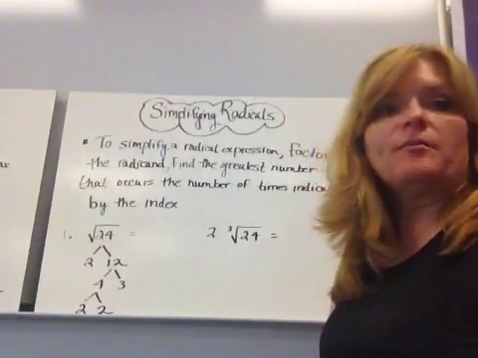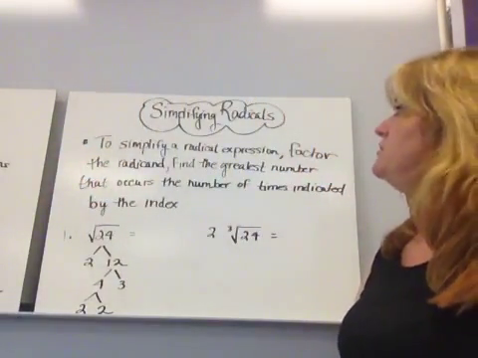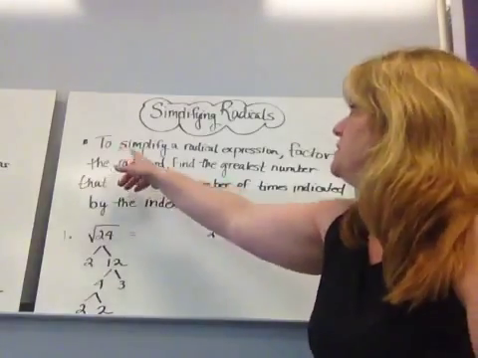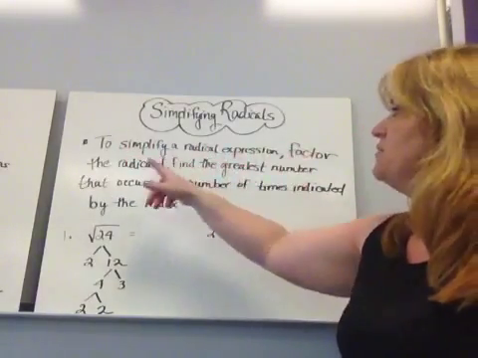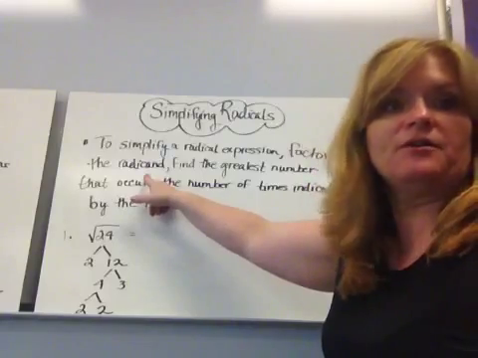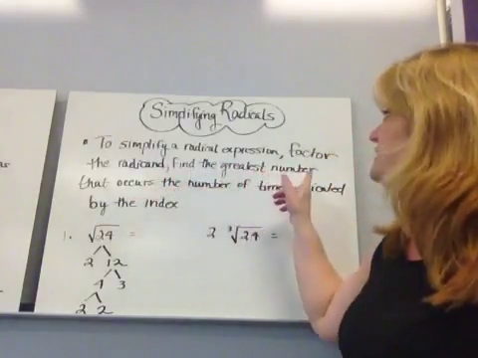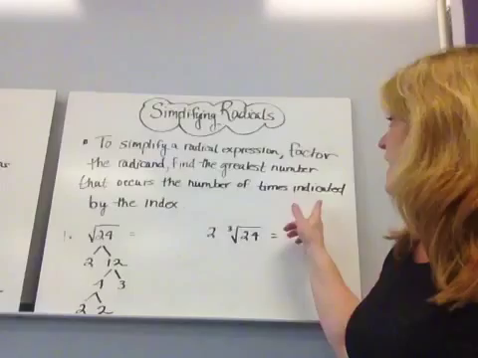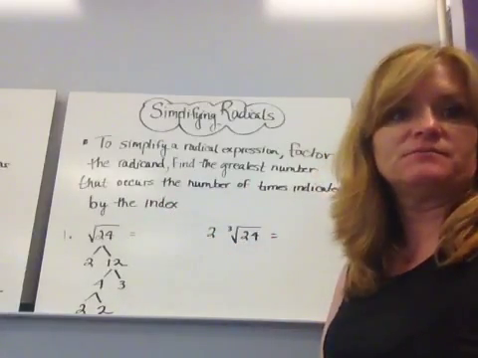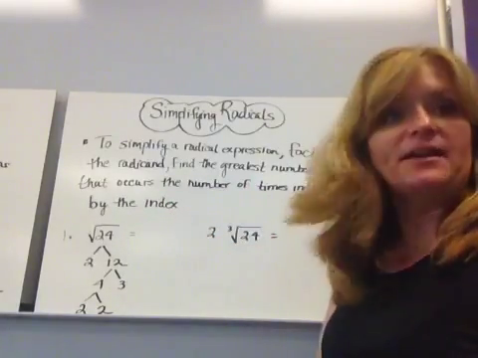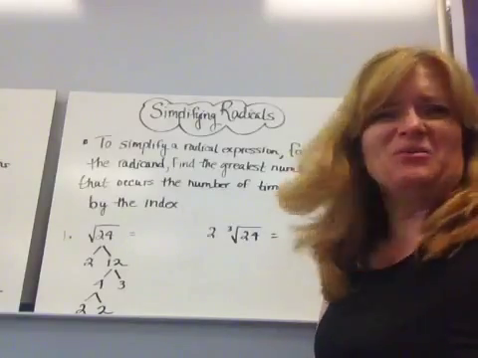All right, we're going to talk about simplifying first. To simplify a radical expression, factor the radicand, which is the number underneath the radical. Find the greatest number that occurs the number of times indicated by the index. Okay, copy that down. And you'll say, I don't really know what that means.